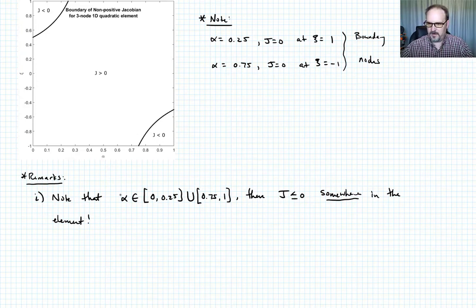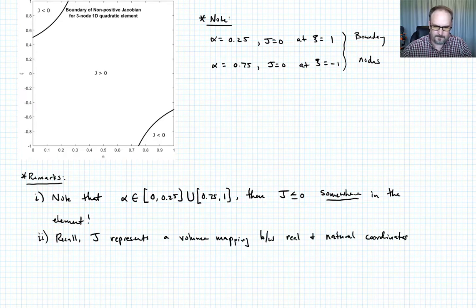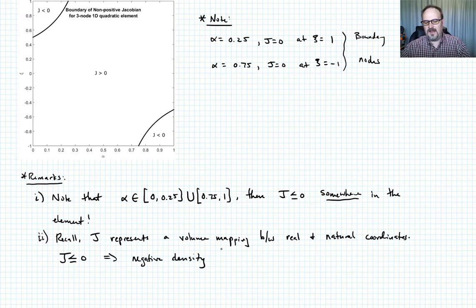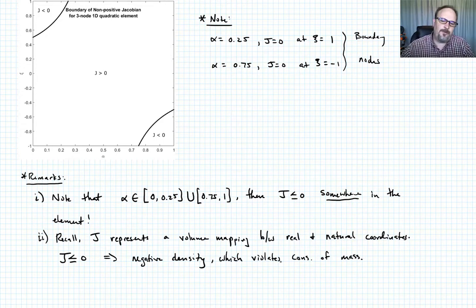So remark number 2. Remember that the Jacobian represents a volume mapping between real and natural coordinates. Okay, so if we have a value of j less than or equal to 0, that implies a negative density, which violates our conservation of mass. Okay, so you can start seeing the problems that are cropping up as elements deform.